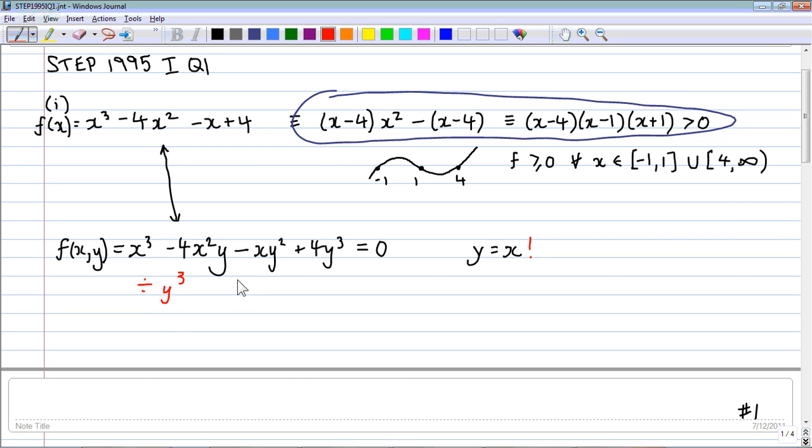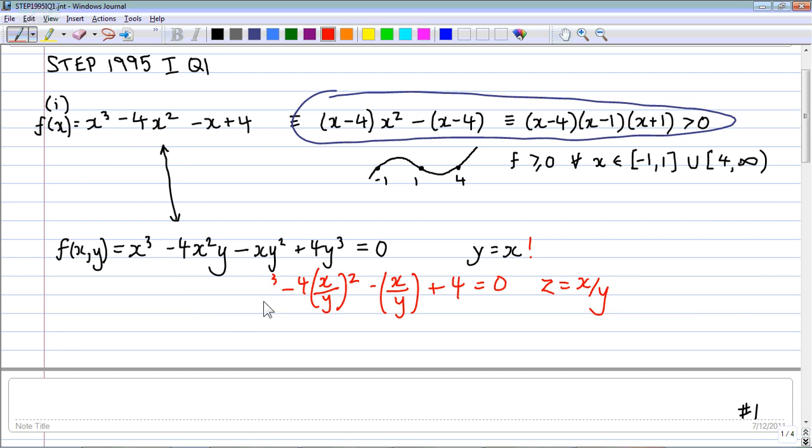Why does that solve the problem? Because then it becomes x cubed over y cubed minus 4x squared over y squared minus x over y plus 4 equals 0. And this is a cubic equation we've already solved, because if you set a new variable z equal to x over y, then z satisfies the same cubic as x did in the first case. And we've already factorized that, so we could just simply substitute it in. So that's probably a very logical, maybe the best way to do it.